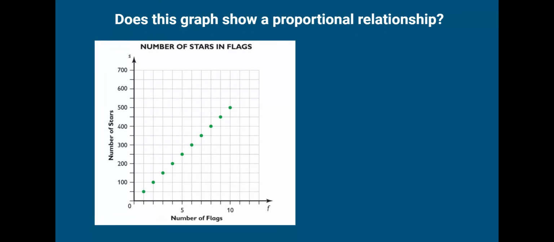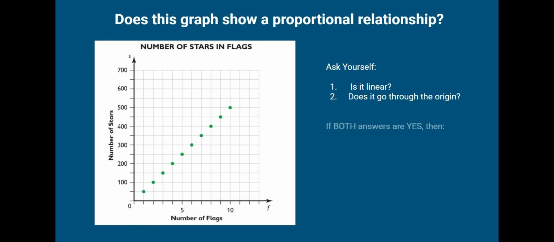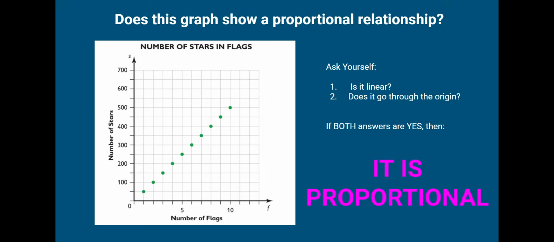How about this one? You need to ask yourself two important questions. The first question is, is it linear? The second question, does it go through the origin? If the answers to both of these questions are yes, then it's proportional. And this is a proportional relationship.